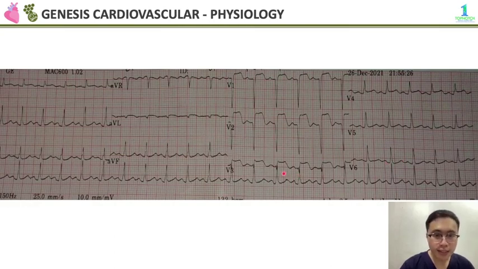Cornell, you check for the S in V3, which is low, and the R in AVL, which is also very short. So it looks like there is no LVH. But this is where we get tripped up. Look at the ST segment.